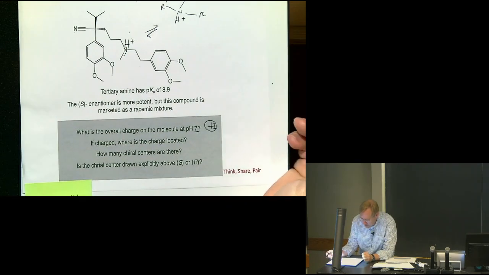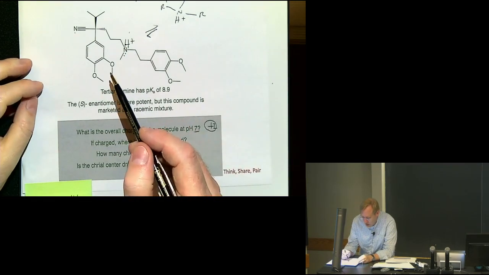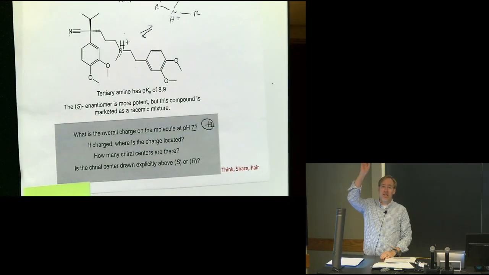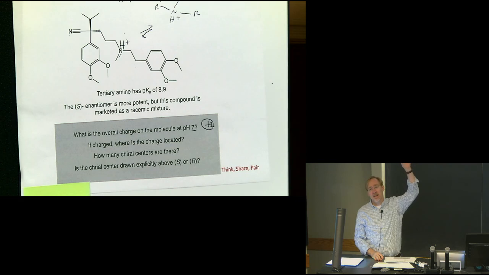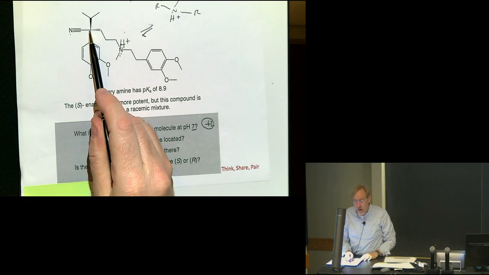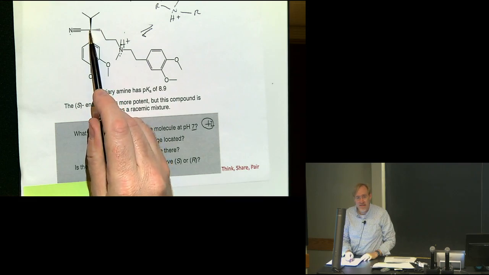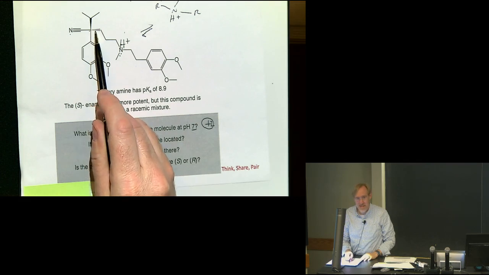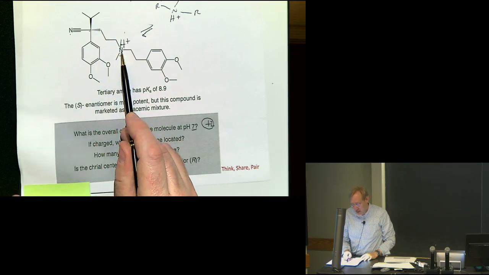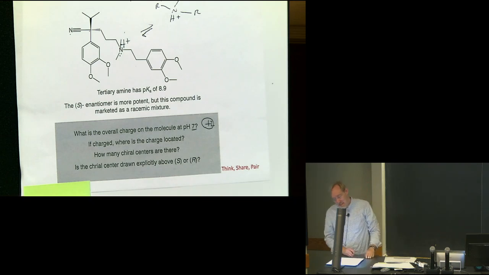How many chiral centers are there? How many say 1? How many say 2? How many say 3? All right, 1 or 2. Here's 1 because it's marked, right? Where's the other one? Someone that raised their hand for 2? What's that? Oh, the tertiary amine. Okay, I'm going to stick with 1.